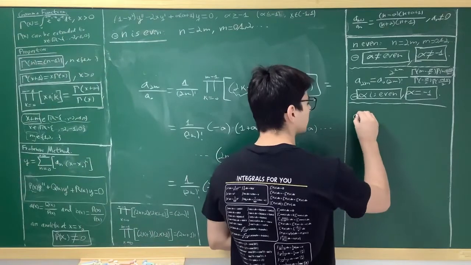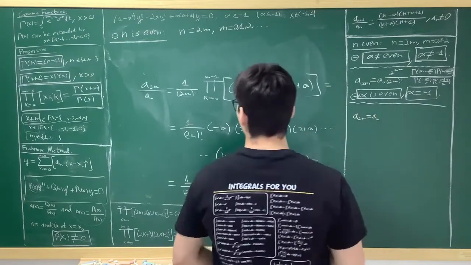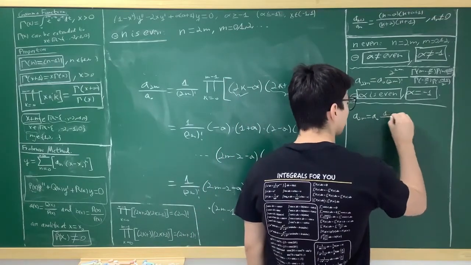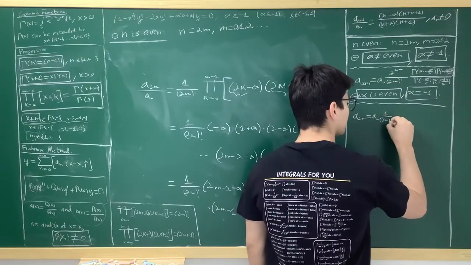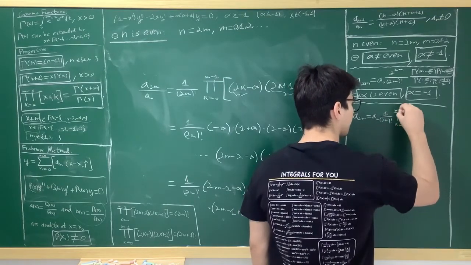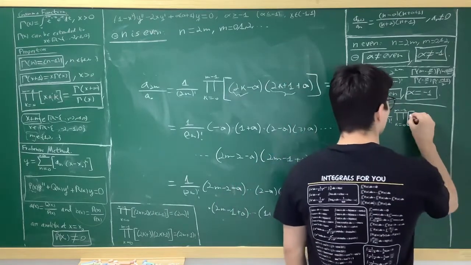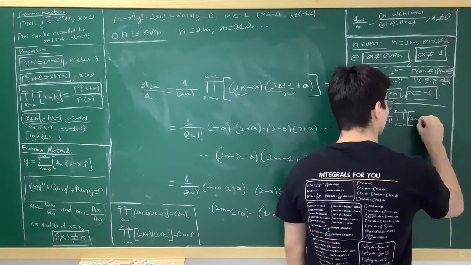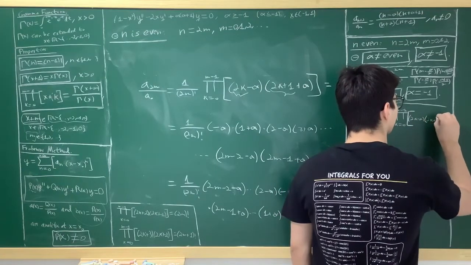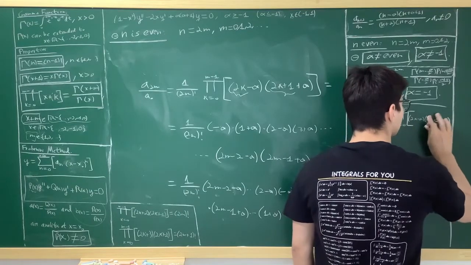So the solution is a to m equals a naught times 1 over 2m factorial times this product. This is just 2k minus alpha and 2k plus 1 plus alpha.